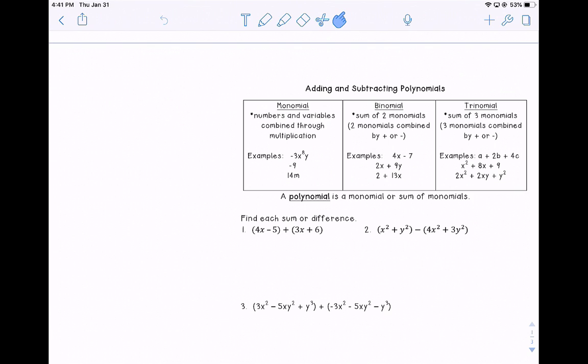So monomial means one term, so numbers and variables combined through multiplication. So the mono in monomial just means one term. So there's some examples there. Negative 3x to the 8y. These are all being multiplied by each other, so it just looks like one term. Negative 9, that's actually like a negative 1 times 9. So that's one term. 14m, one term.